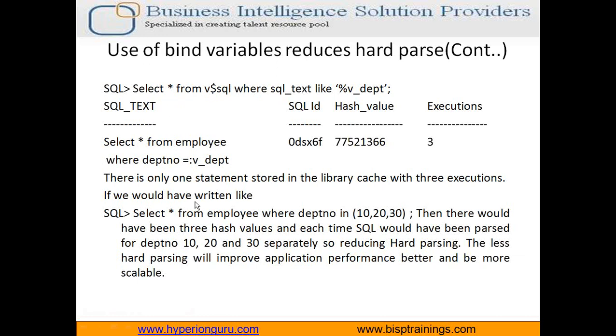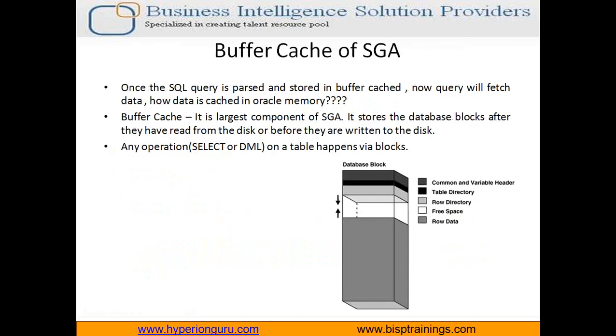But when we write select star from employee where the department number is 10, 20, there would have been 3 hash values, and each time the SQL statement would have been parsed for department number 10, 20, and 30. That is the big difference. So instead of writing department number in 10, 20, 30, better you pass the bind variable to the SQL statements so that there won't be too many hard parses for each department number. Okay, I hope this is clear to all of you.